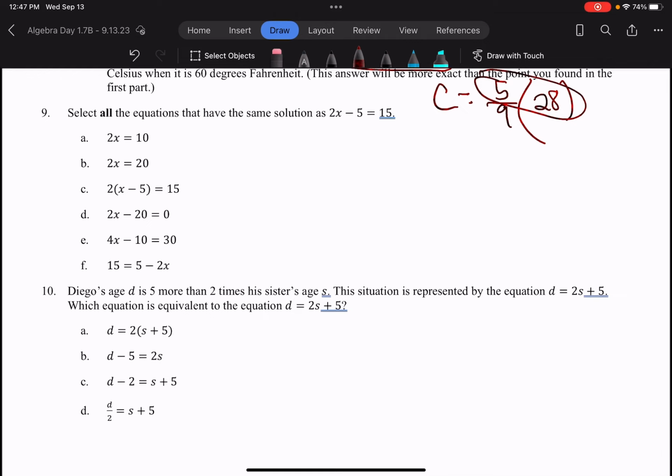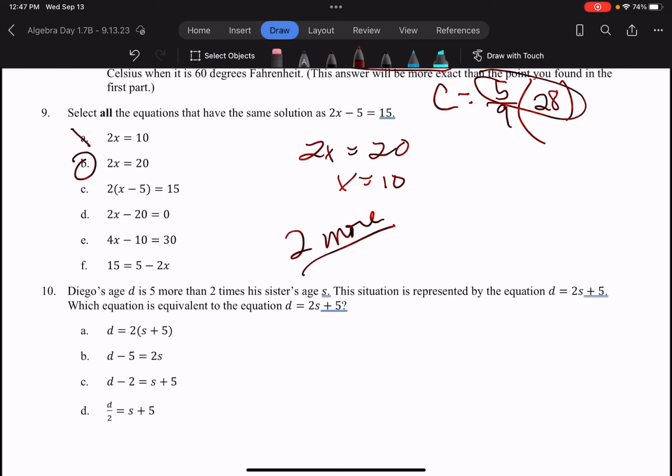Select all the equations that have the same solution as 2x minus 5 equals 15. Again, you can solve for x, and you can say that 2x equals 20, therefore x equals 10, and see wherever you go, where does that work? So 2 times 10 equals 20, that doesn't work. 2 times 10 equals 20, that does work, right? And so forth and so on. So I'm giving you B. I'm going to tell you there are 2 more. See if you can find those 2 more.